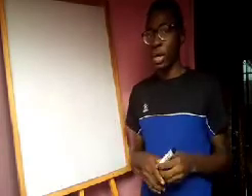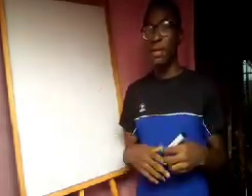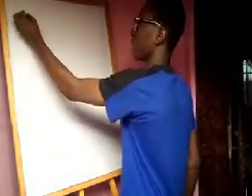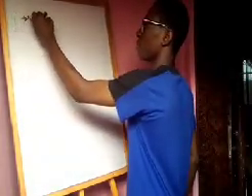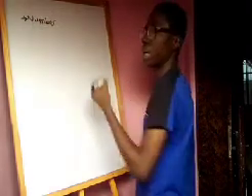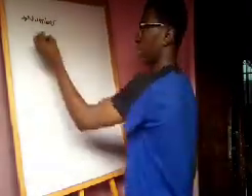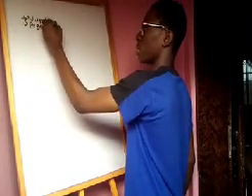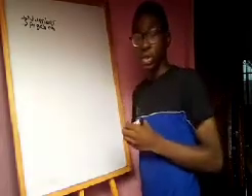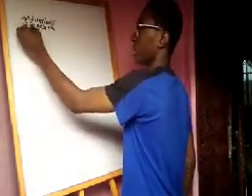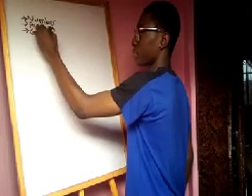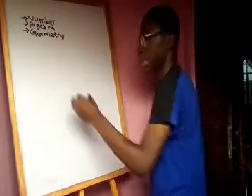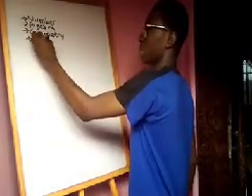Now junior secondary school work will be divided broadly into four aspects. I'll call the first aspect number and numeration. I'll call the second aspect algebra. I'll call the third aspect geometry and mensuration. And I'll call the last aspect statistics and probability.